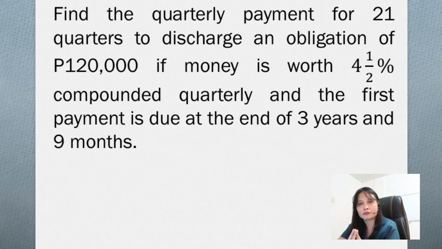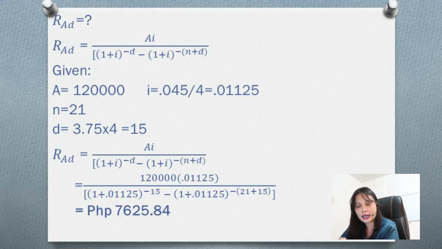So we have present value, that is 120,000. I is 0.045 divided by 4, that would be 0.01125. N would be 21. And then D, that would be 3.75 times 4 equals 15. Why is it 3.75 times 4? Because according to the problem, the first payment is due at the end of 3 years and 9 months. So therefore, your regular payment is 7,625.84.